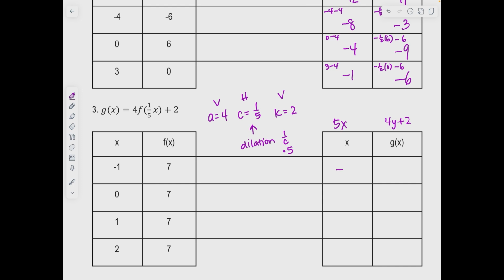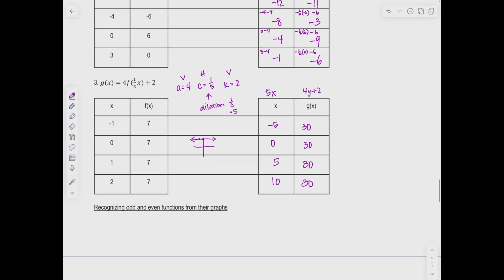Okay, so negative 1 times 5 is negative 5. 7 times 4 is 28, and 28 plus 2 is 30. 0 times 5 is 0. 1 times 5 is 5. 2 times 5 is 10. Notice that this is just still going to be 30, 30, and 30. Negative 1, 7 is up here, 0, 7. This is just a horizontal line. Okay, and so this is where it's going to take you as well.